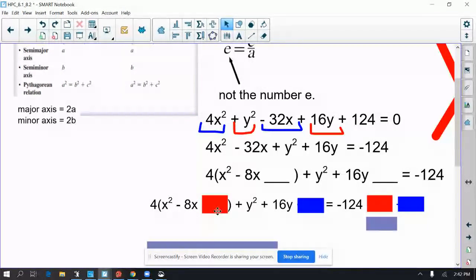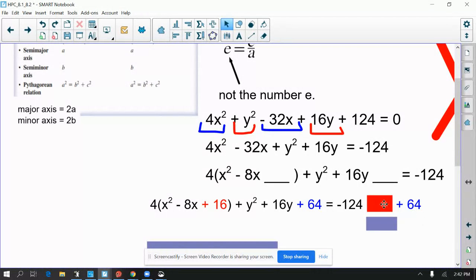Half of negative 8 squared. So half of negative 8 is negative 4. If I square that, I get 16. And half of this squared, half of this is 8, and 8 squared is 64. What goes over here? We'll do the blue one first. If I added 64 on the left, I definitely add 64 on the right.